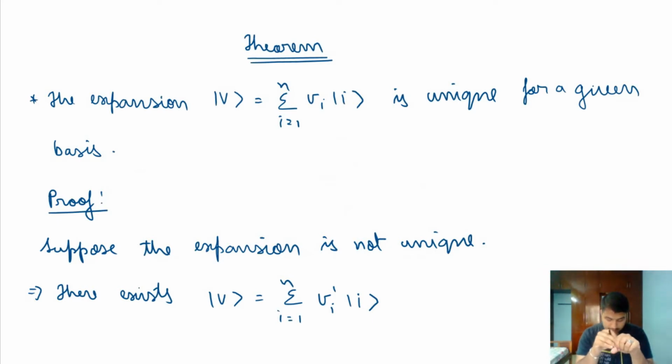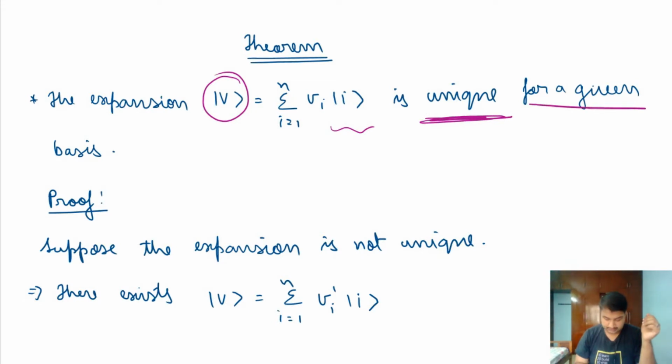Then we come to an important theorem where we say that the expansion of the vector v in terms of a given basis is going to be unique. Okay, so it's unique for a given basis. Let us now prove this theorem, and of course later on we will see 2 examples, arrows and 2 cross 2 matrices. So let us first prove this theorem.